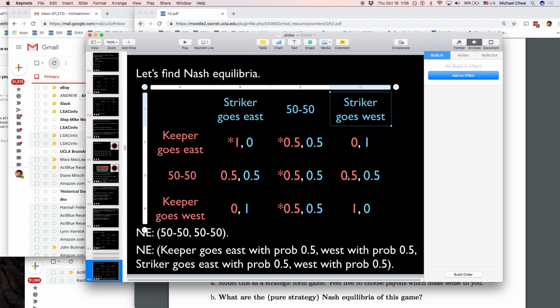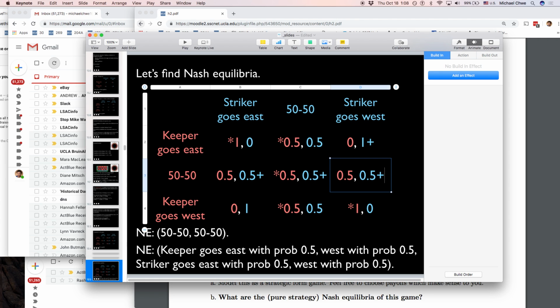Okay, if the striker goes west, what's the best response for the keeper? West, yeah. If the striker goes west, the keeper wants to go west. Okay. How about this? If the keeper goes east, now what's the best response for the striker? West, right? The striker wants to go where the keeper is not. If the keeper goes 50-50, what's the best response for the striker? All of them. If the keeper goes west, what does the striker want to do? East, right? Because 1's the biggest number.